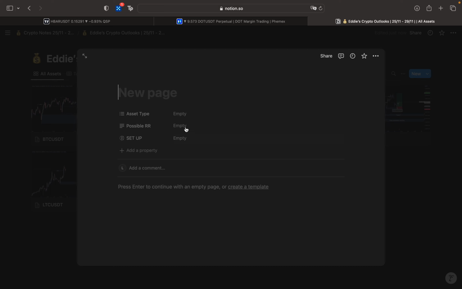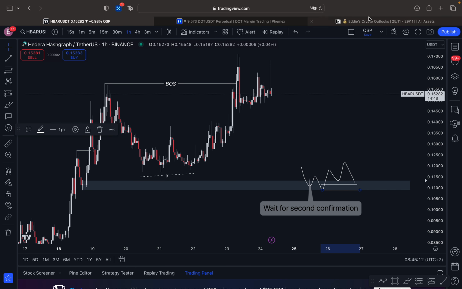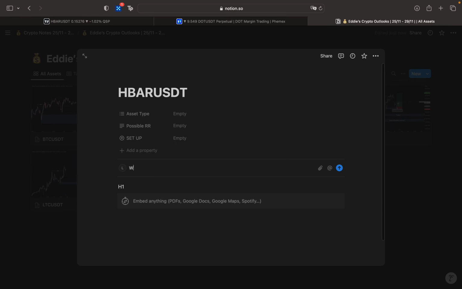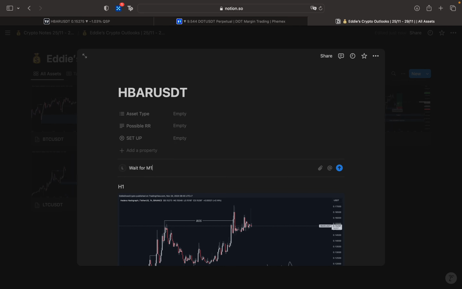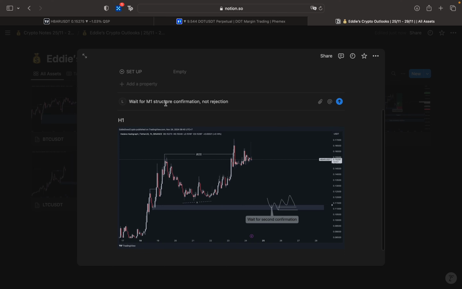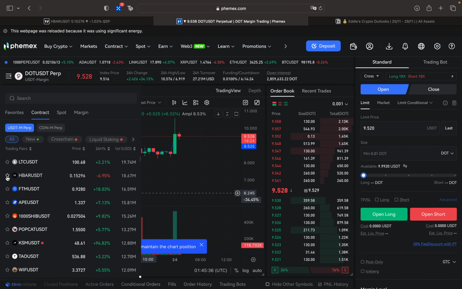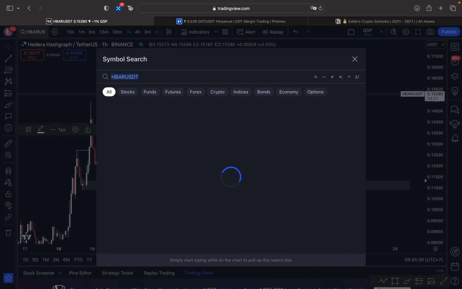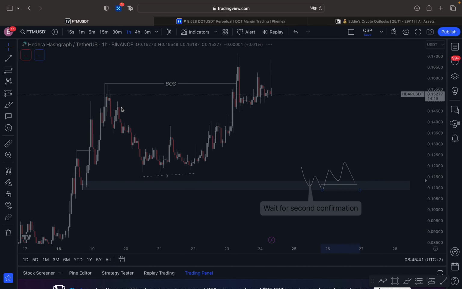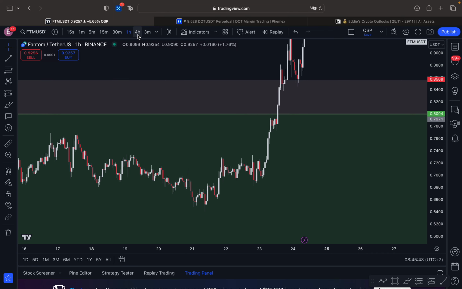H1, was it? Yeah, H1. Wait for M1 structure confirmation, not rejection. So you guys see how I'm just doing all these notes. I'm not trying to gamble these setups. I'm not trying to limit order. I really want to see what type of confirmation I'm looking for, what type of rejection, and then I'm just waiting patiently for my alerts. This is how I trade. It's not that difficult if you guys think about it.